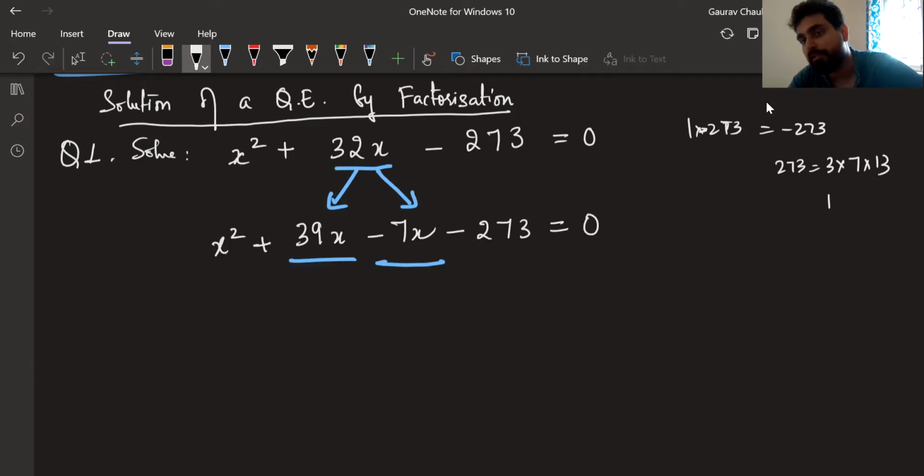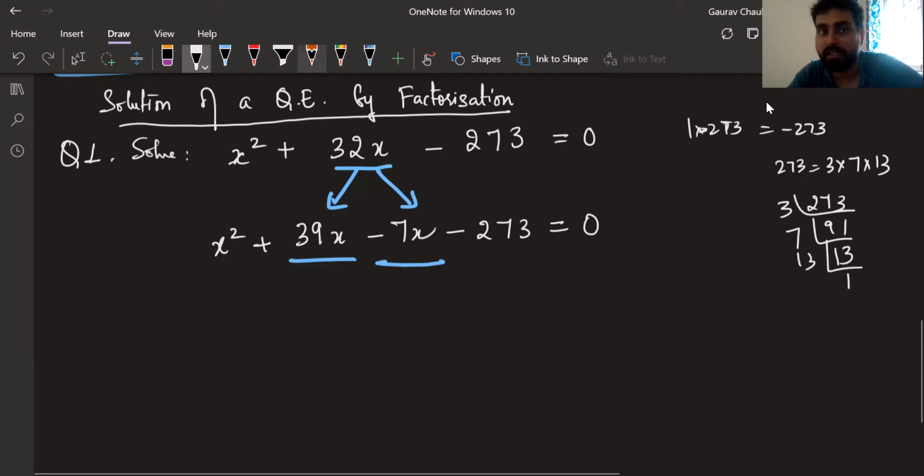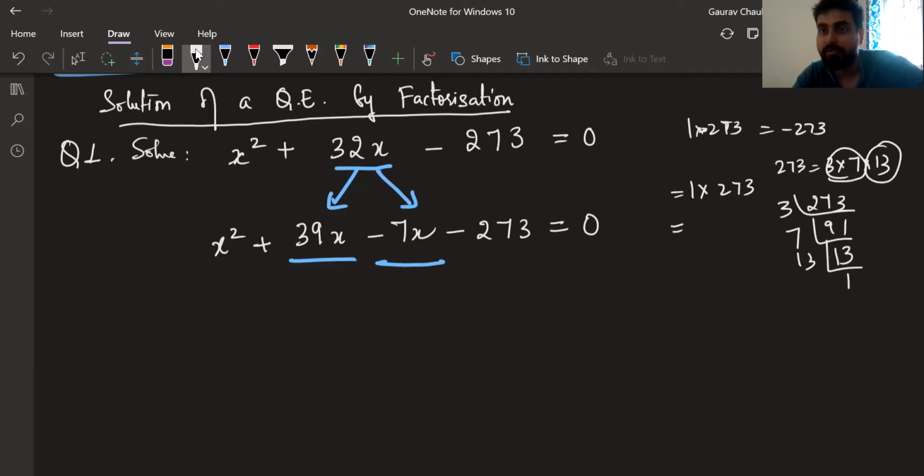If you do this, you will get 273 divided by 3, so this will become 91. 91 divided by 7 gives 13, and 13 divided by 13 gives 1. So I'm getting 3 into 7 into 13. But I don't need 3 terms, I need only 2 terms. So what I'm going to do is multiply two of them and write. One way of doing it is 1 into 273. Another way is I'll multiply these two, so it will become 21 into 13.